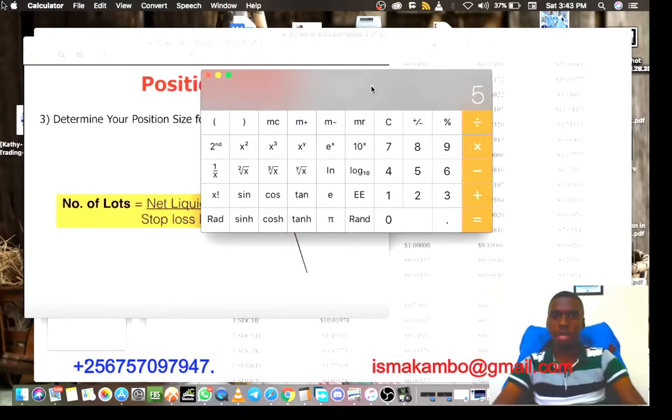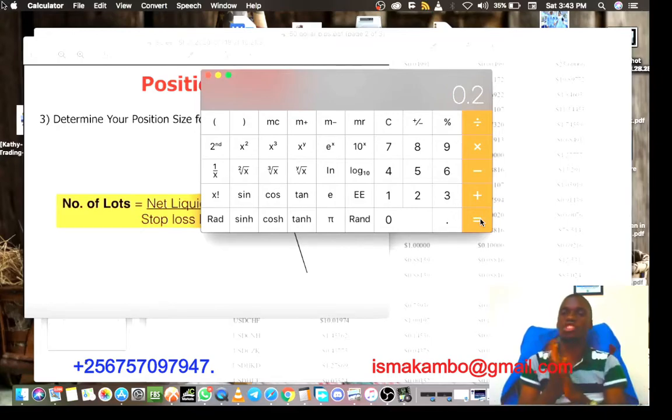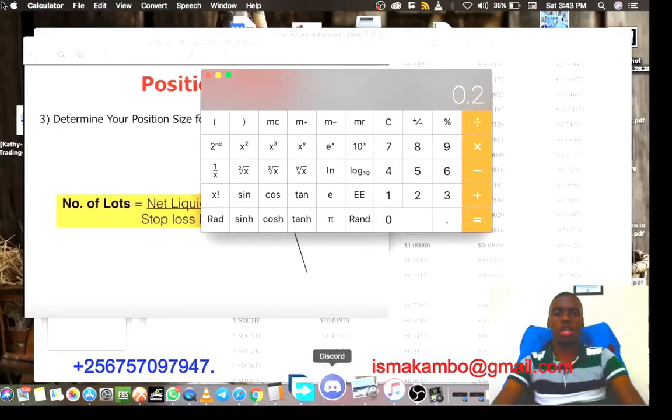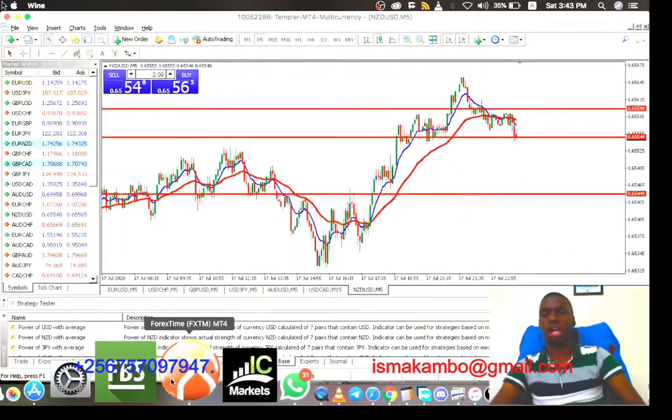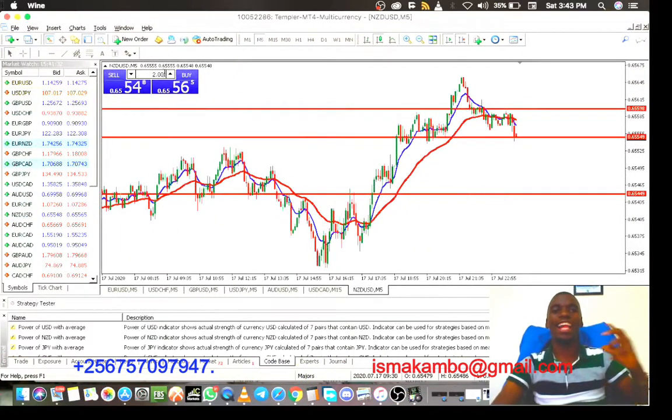We multiply it by the pip value that we said. It's basically a 10. So we get the answer as 50. So we take our 10, which was the upper value that we got up here. We divide it by 50, which gives us 0.2. Now, 0.2 comes to be our lot size.